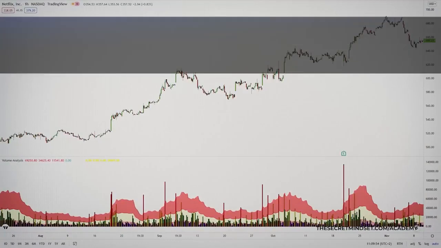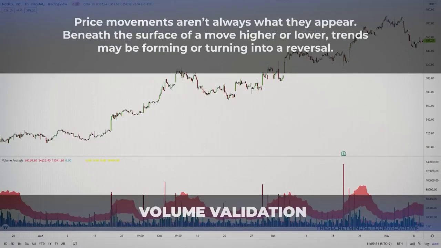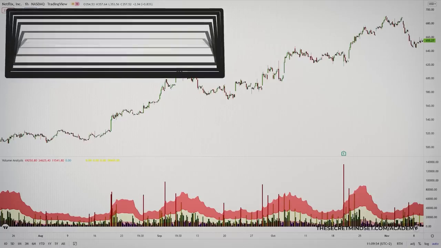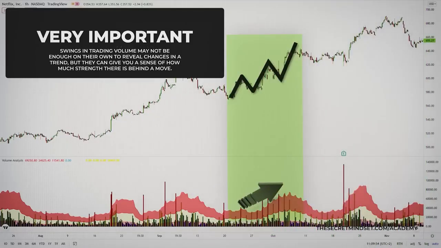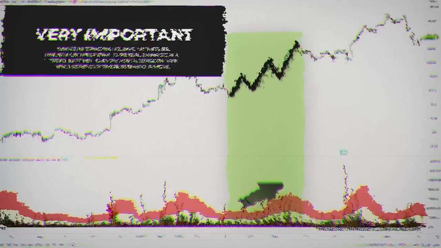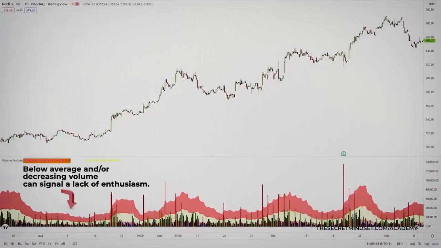Price movements aren't always what they appear. Beneath the surface of a move higher or lower, trends may be forming or turning into a reversal, while swings in trading volume may not be enough on their own to reveal changes in a trend. They can give you a sense of how much strength there is behind a move. Look for above average or increasing trading volume, which can signal that traders are truly committed to a price move. Observe here how the price and volume are both increasing. Below average or decreasing volume can signal a lack of enthusiasm.